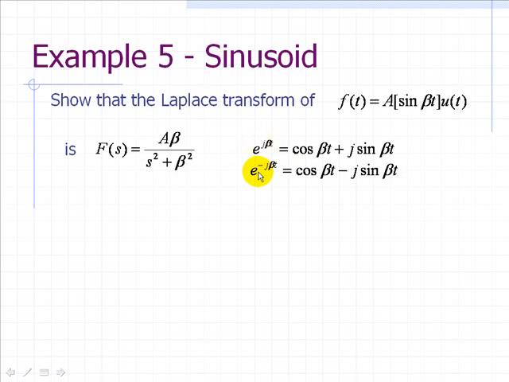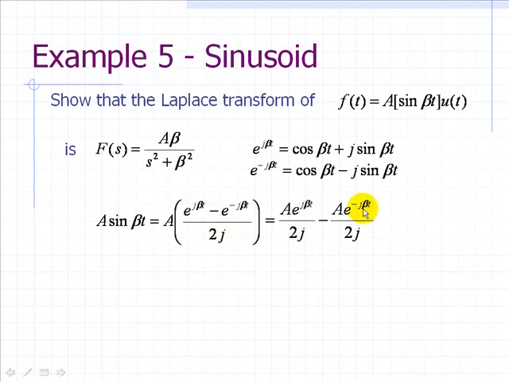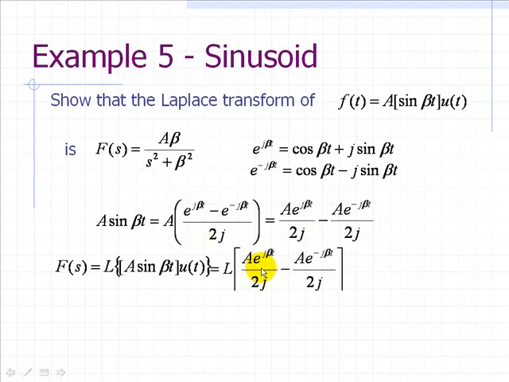Now notice when you subtract the expression for e to the minus j beta t from e to the j beta t, the cosines drop out and we're left with 2j sine beta t, and we can solve for sine beta t to get an expression in terms of complex exponentials. So sine beta t is equal to e to the j beta t minus e to the minus j beta t, divided by 2j. Now you see we have two parts, and we're going to use the property of linearity to break it up.